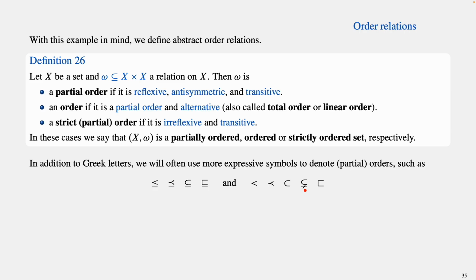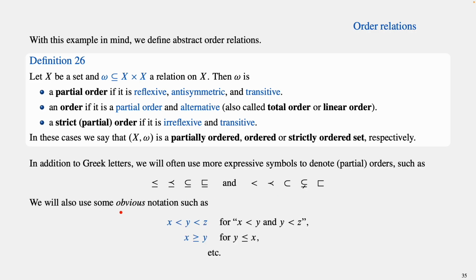Yeah, that's just a bit unfortunate that the convention is that way, that this one has not been established consistently to mean a strict subset, but what can you do? And then this one is the strict version of this last symbol here. So whenever we use one of these symbols, it's suggestive to mean that we are looking at some kind of order relation.